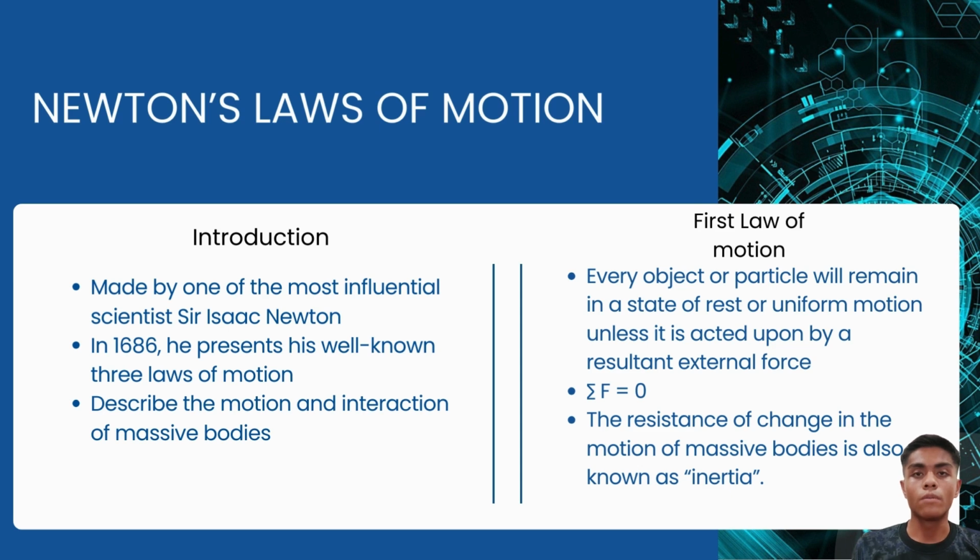The first law of motion states every object or particle will remain in a state of rest or uniform motion unless it is acted upon by a resultant external force. Mathematically, sum of F equals 0. This means that an object or particle cannot change its current motion unless there is some force acting on it from the outside. The resistance to change in the motion of massive bodies is also known as inertia.